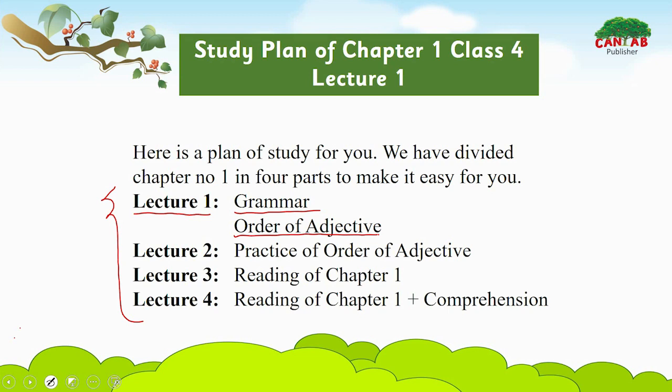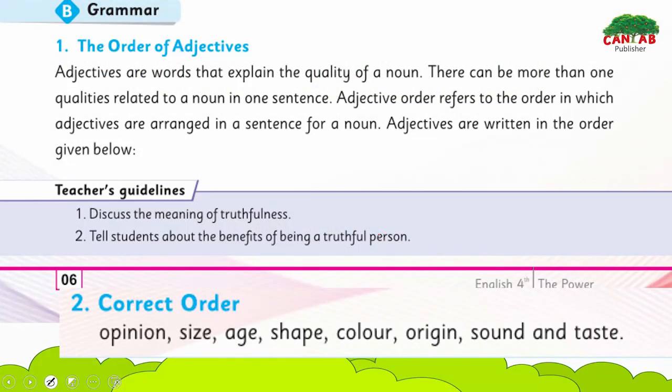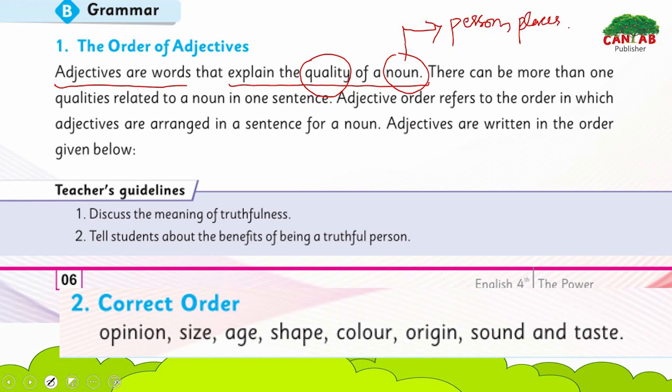You have previously studied what adjectives are. We have a repetition here, so please brainstorm: what are adjectives? They are the words that explain the quality of a noun. So what are nouns? Yes, the names of persons, places and things. But when a noun is aided by some quality words, those are called adjectives.